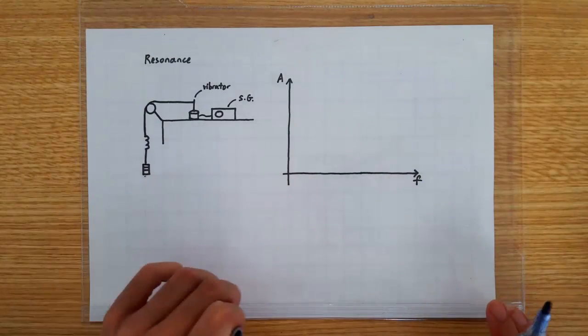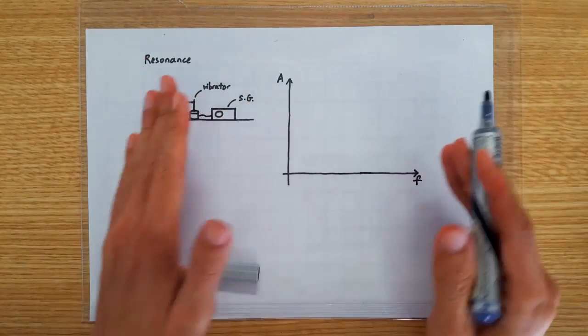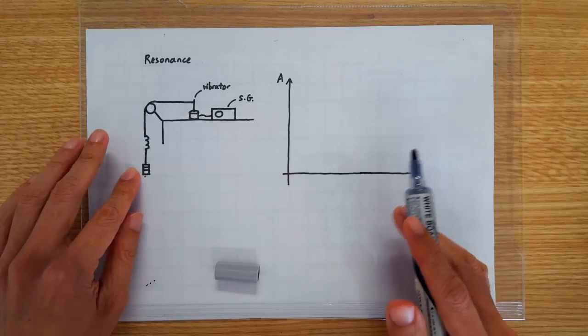Hi, thanks for coming. In this video, I'm going to explain what the resonance graph is all about. We are going to use a spring mass system as an example.